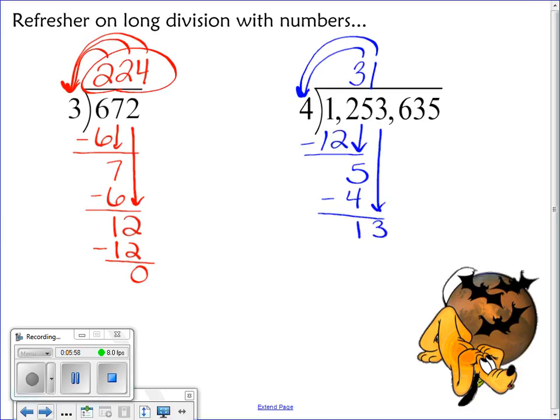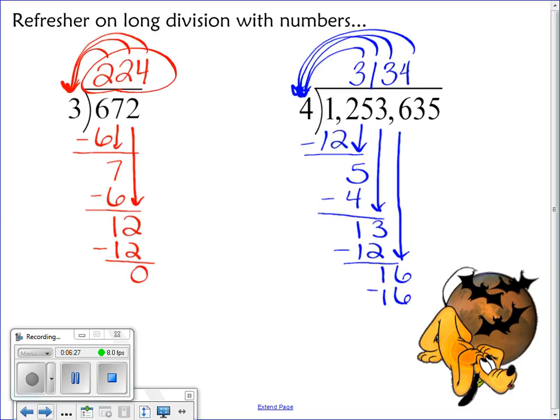We start again. How many times does 4 go into 13? 3. Multiply 3 times 4 is 12. Subtract, 1. Bring down the next number. We start again. I want to make sure everybody's on the same track with me. How many times does 4 go into 16? 4. Multiply 4 times 4. Subtract, 0. Bring down the next number.